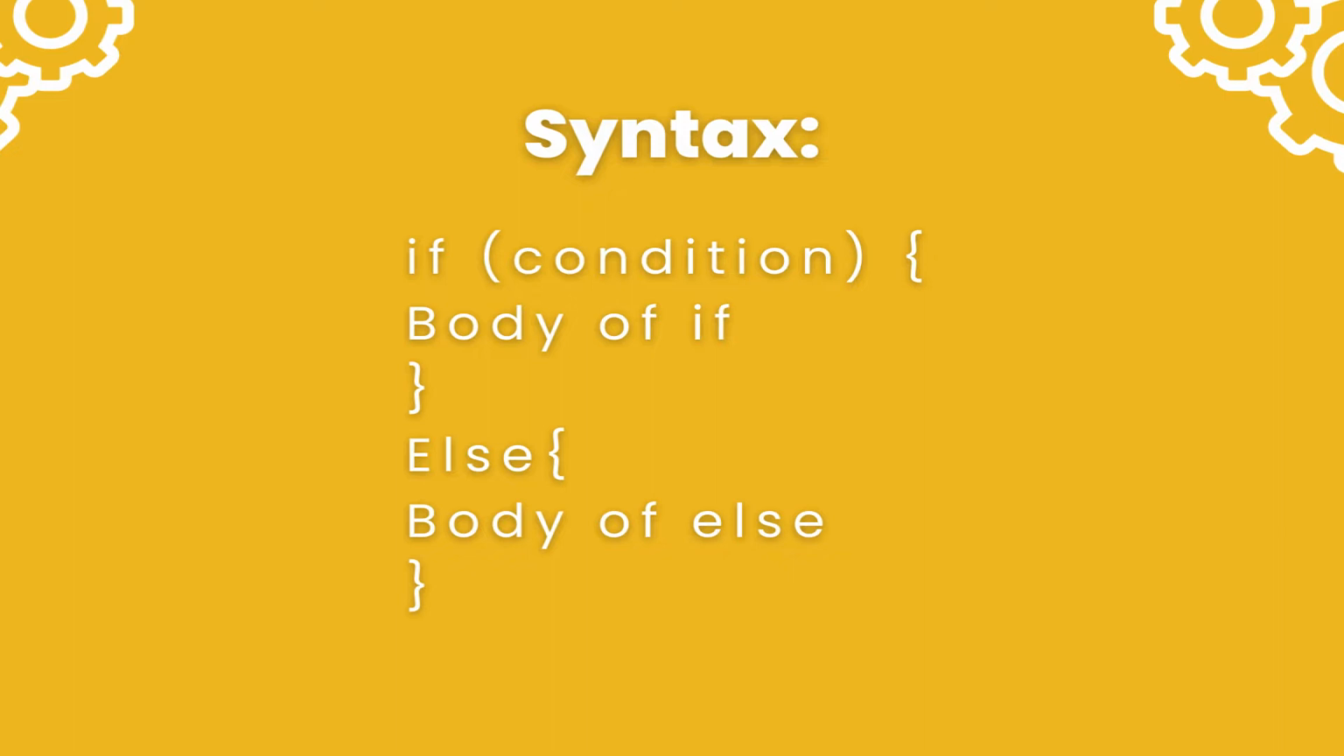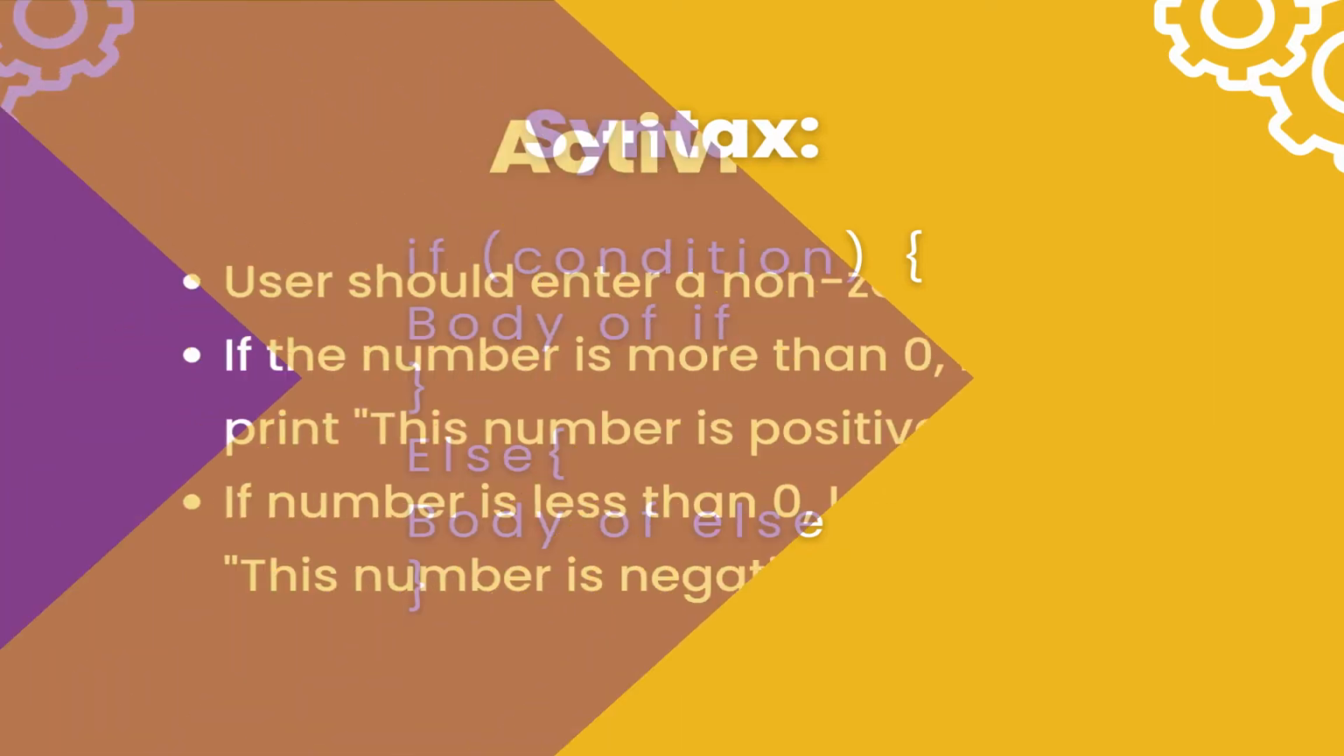If the condition in the parentheses is true, the body of if will be executed. But if it is false, then that's when the body of else will be executed. So, in this whole syntax, only the body of if or the body of else will be executed depending on whether or not the condition is true.